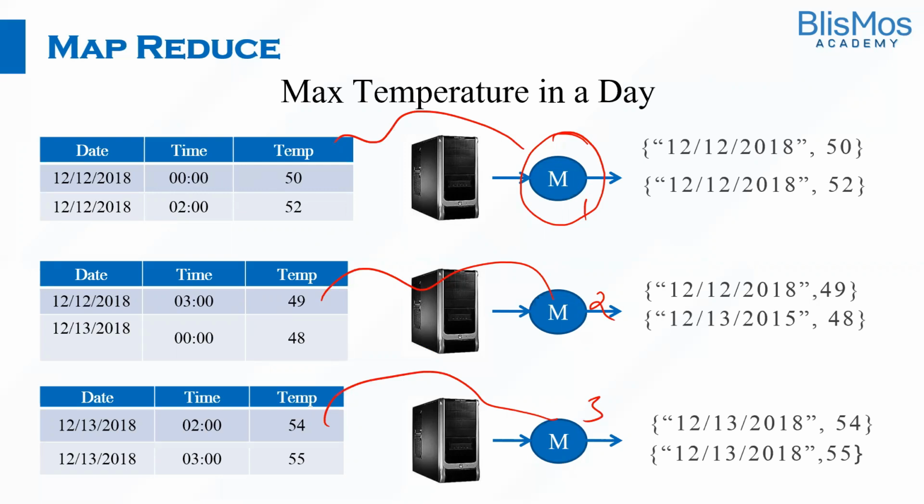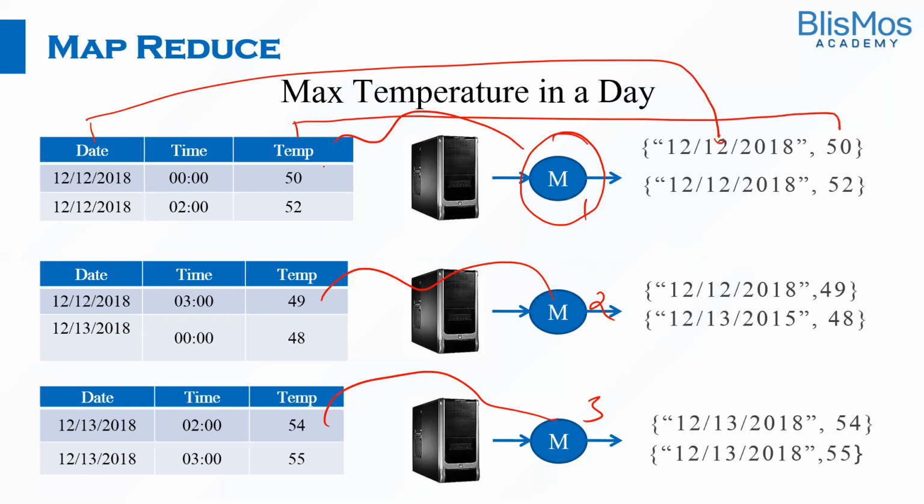What is happening at the map phase? All it is doing is we from this table take the date, make it as a key, and from this column take the temperature, make it as a value. Very simple, right? All the mappers should be doing the same. Processing in this case is so simple. Mapper is just taking one column and making it as a key, another column making it as a value.